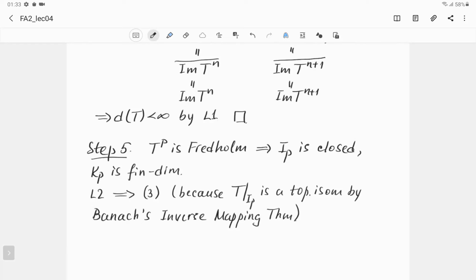And finally, to complete the proof of our theorem, we have to show that the index of T is 0. But here we use the Riesz decomposition. So what is the index of T? T is the direct sum of two blocks, T restricted to Kp and T restricted to Ip. And it's immediate from the definition of the index, that in this case, the index of the operator equals the sum of the indices of these two summands, namely the index of T restricted to Kp and the index of T restricted to Ip.